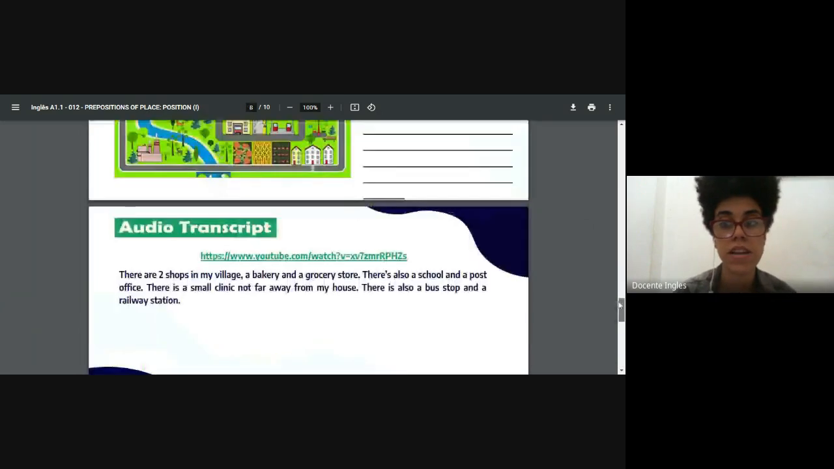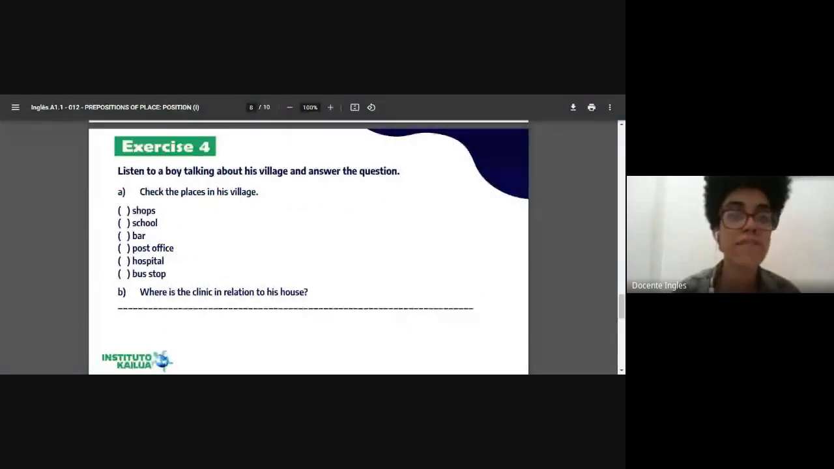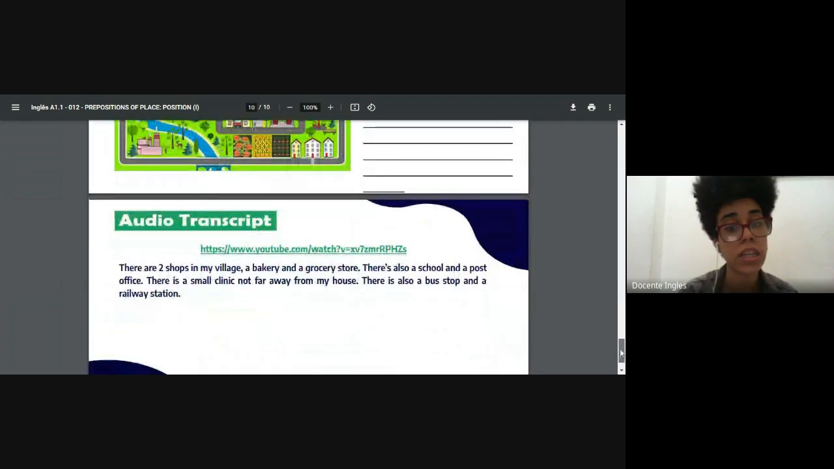Okay, let's go up to the activity. So what do you think? Do we have shops? Yes. School? Yes. Bar? Post office? Yes. Bus stop? Yes. Hospital? I don't know. I think you can say yes, because there is a small clinic. A small clinic could be. It's not a hospital, right? So no, no hospital. All right.